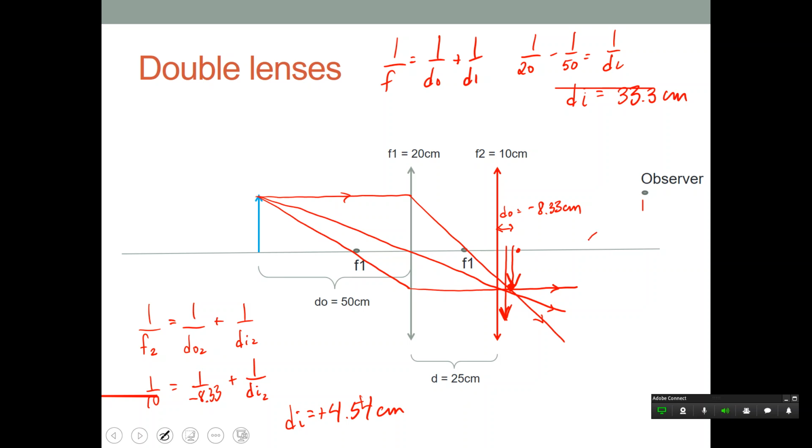The observer is going to see, what, the other way around? Yeah. The observer is going to see this image here. And it's going to be inverted.